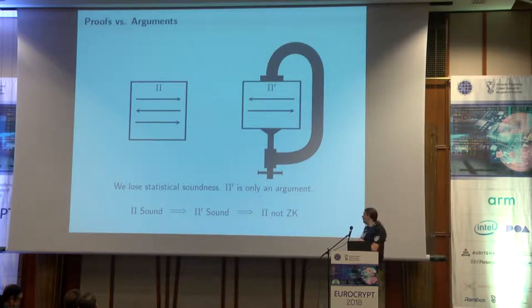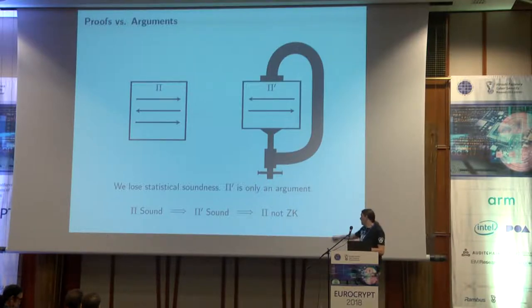The fact is that in all of these compressions, if you do round compression, you usually lose the soundness of the protocol, meaning that what you get there is no longer a proof, it's actually an argument. It's no longer sound against unbounded attackers. It's only computationally sound.